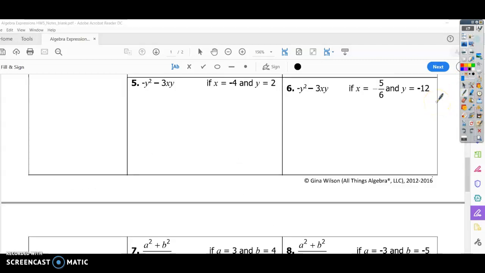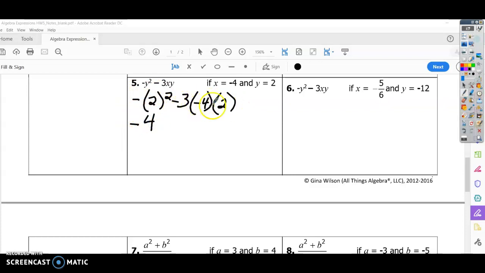Number 5 says we have a negative, and then we're going to replace y with 2. We're going to square it, minus 3 times x. X we're going to substitute with negative 4, and then times y. We're going to substitute 2 in place of y. So we're going to bring down the negative. We're going to square 2, which is 4.